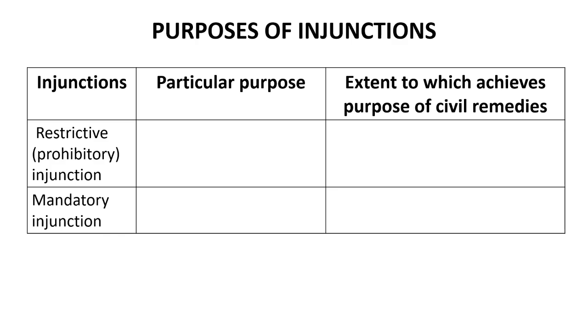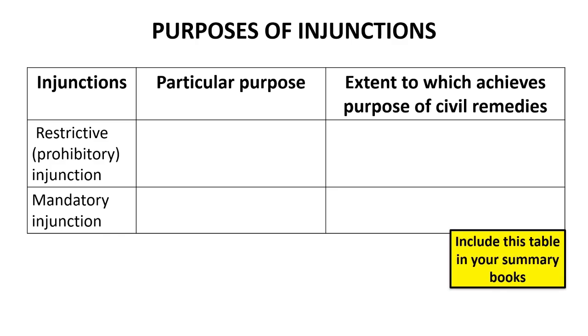On this slide, I've set out a table that you must include in your summary books. On the left-hand side of this table, I have listed the different types of injunctions. As we go through this video, you will need to complete the 2 right-hand columns of this table by summarizing the particular purposes of each of these different types of injunctions and the extent to which each of these different types of injunctions achieve the overarching purpose of civil remedies.